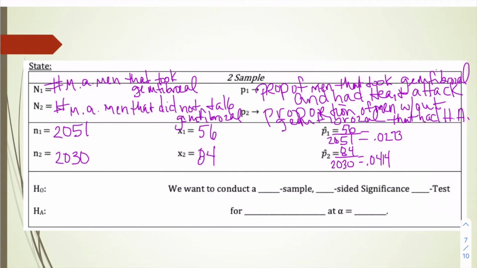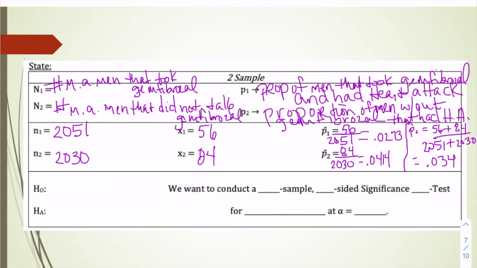Now for this problem, we are also going to need a PC hat. So the PC hat is all of our successes over the entire sample size. So it's going to be 56 plus 84 over 2,051 plus 2,030, which ends up being 0.034. So that's our PC hat, and you'll see later where we need that. We need that in our Z statistic.